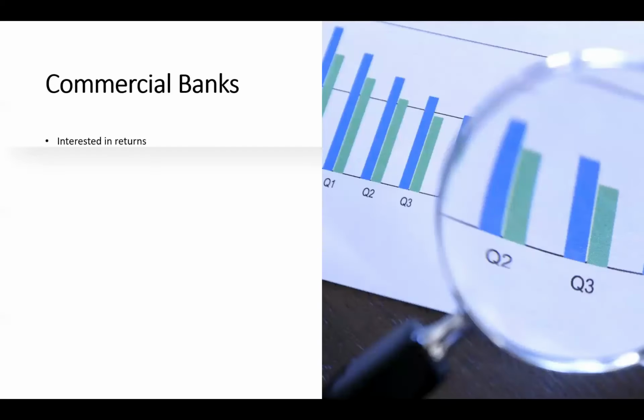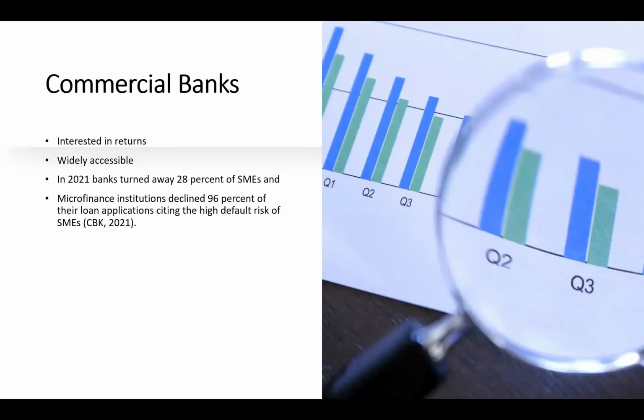Then the other source of funding are commercial banks, whose main interest is actually getting returns or profits. They are widely accessible. They are almost in every town. They are everywhere. But the downside is that the majority of them do not support SMEs. In fact, in 2021, banks turned away almost 28% of SMEs that approached them. And the microfinance institutions declined almost 96% of loan applications, citing the high default risk, because many SMEs are not properly registered, others do not have collateral. So that means we need to know when you're going to commercial banks, their main interest is in returns, so you must be ready for that.